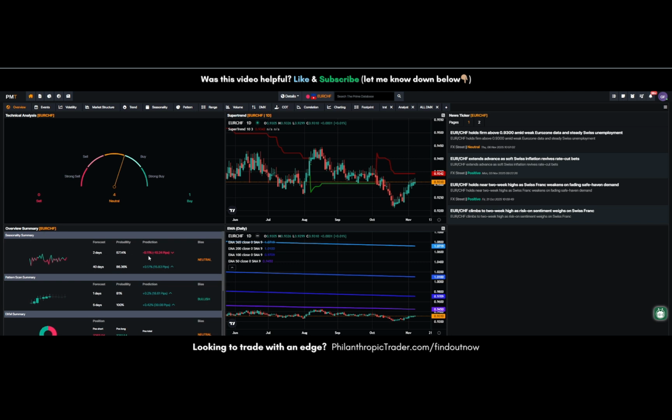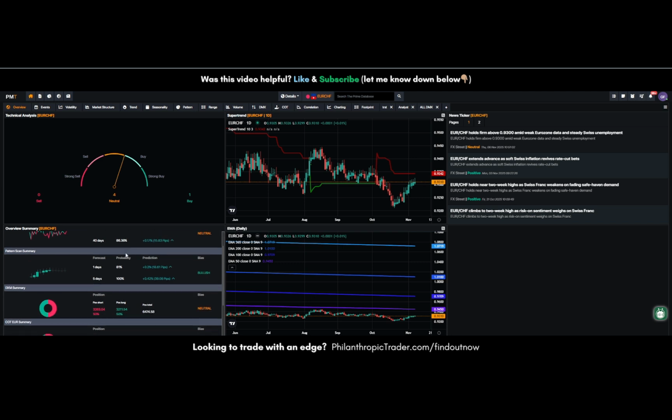And in the last 2 days we see over here the forecast was a probability of 57% that it might go down 10 pips. But over 40 days it will go to the upside, with a probability of 86%.